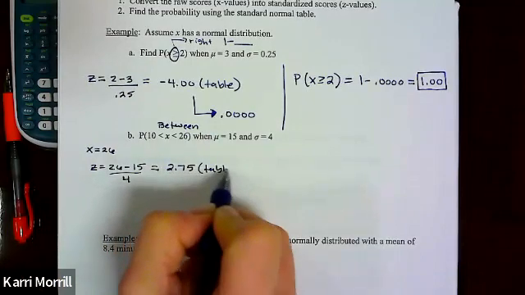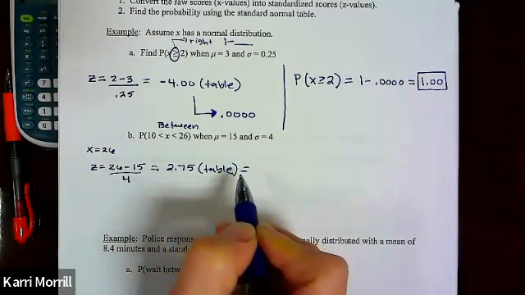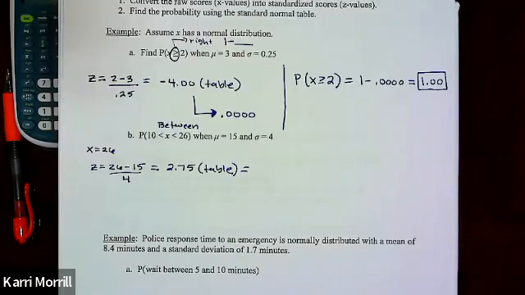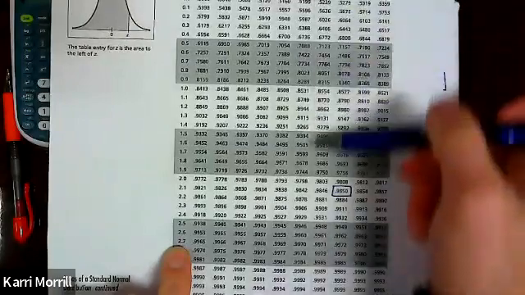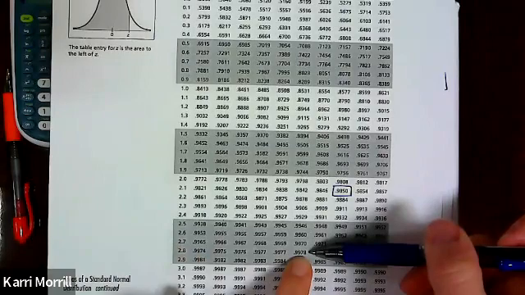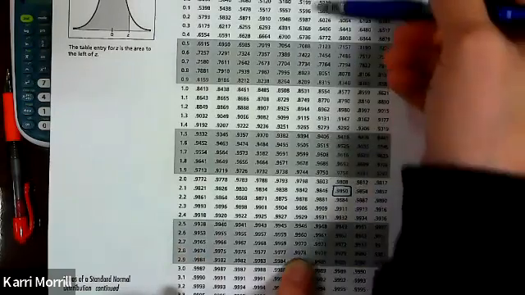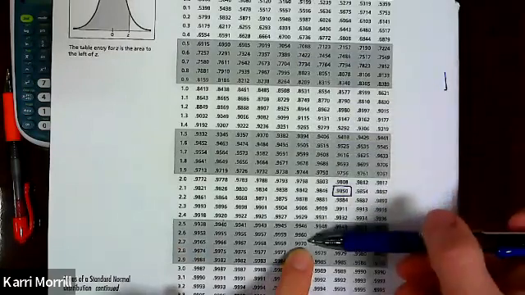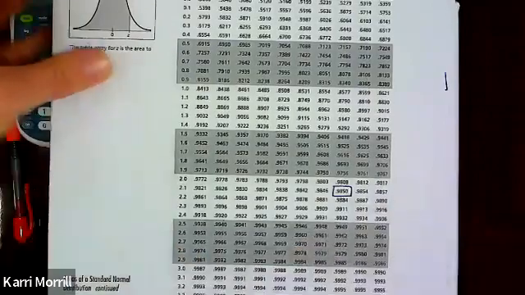Then we're going to go to our table and find the probability from our table. I'll pull it out a couple times here. 2.75. So we get 0.9970. I was on the wrong one. 0.9970.